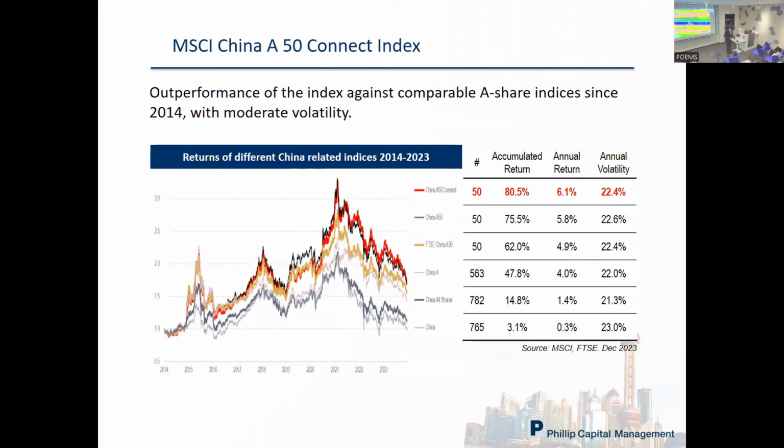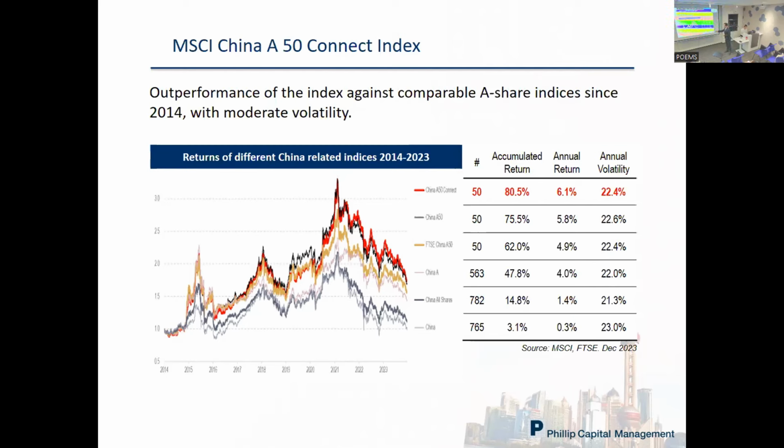This chart is important because it reinforces my earlier point about why A shares are preferred, at least in terms of the historical track record. From 2014 to 2023, the first four that you see here, the red ones and the orange ones, are the performance of China A shares. Depending on the flavor of the A shares index, the best one is the China A50 Connect Index. This is the one I'm talking about today. It has delivered something like 80% return over the last 10 years, from 2014 to 2023.